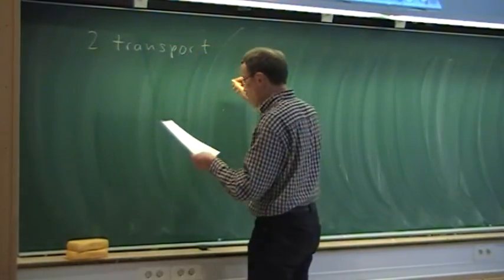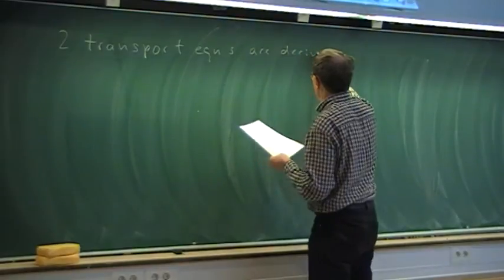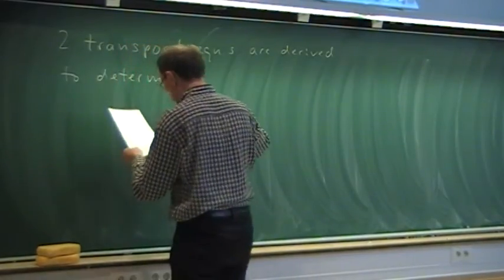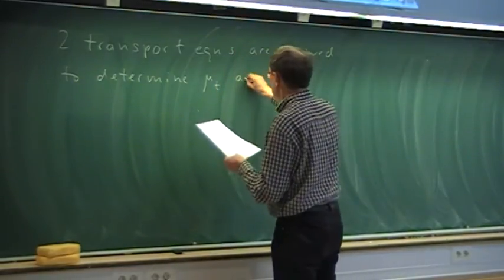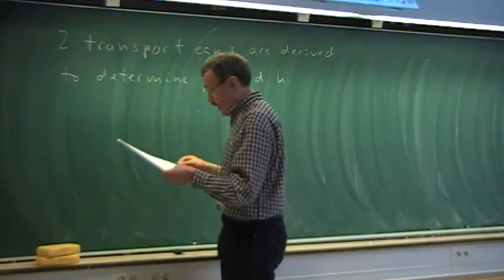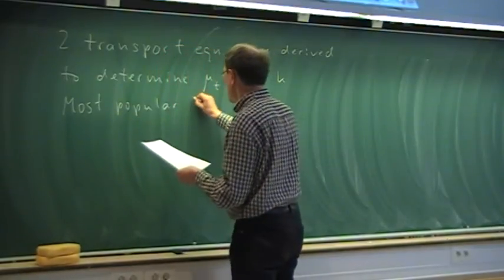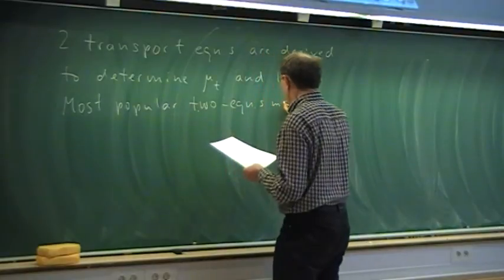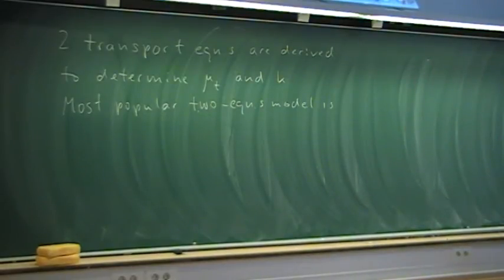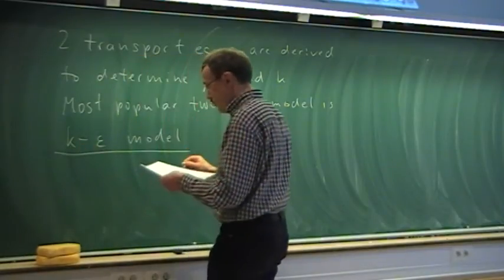When we use a two-equation model, they are derived then to determine the eddy viscosity mu t and the turbulent kinetic energy k. Those are appearing in the Boussinesq approximation. And the most popular two-equation model is the K epsilon model. And that is due to Jones and Launder.